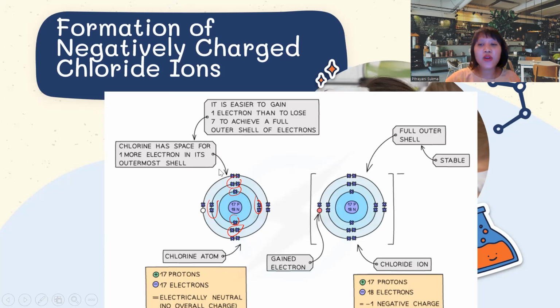Different from sodium, it is easier for chlorine to gain 1 electron than to lose 7 to achieve a full outer shell of electrons. So basically, they need to gain just 1 electron, so they become more stable and similar to the configuration of the noble gases. When they gain 1 electron, they become negative 1, and we call it the negatively charged chloride ion, which has a more stable configuration.